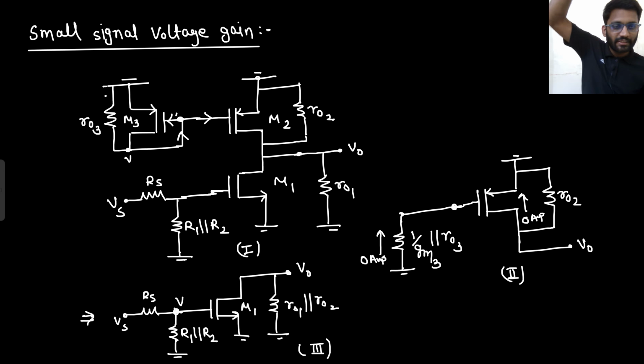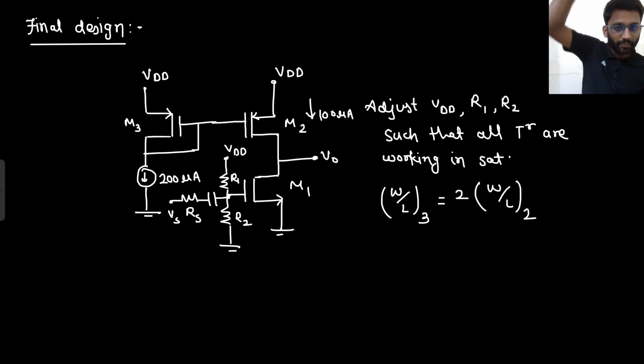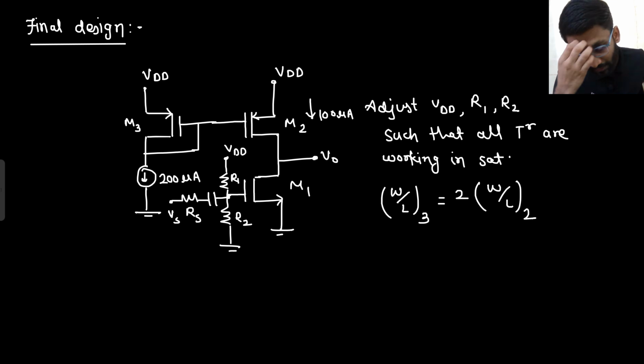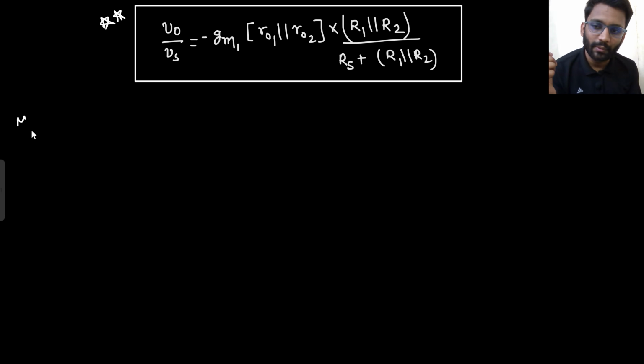So whatever the current that is being pushed into M1, only the impedance of that side matters. That's it. So what is our method 2 now? Method 2.